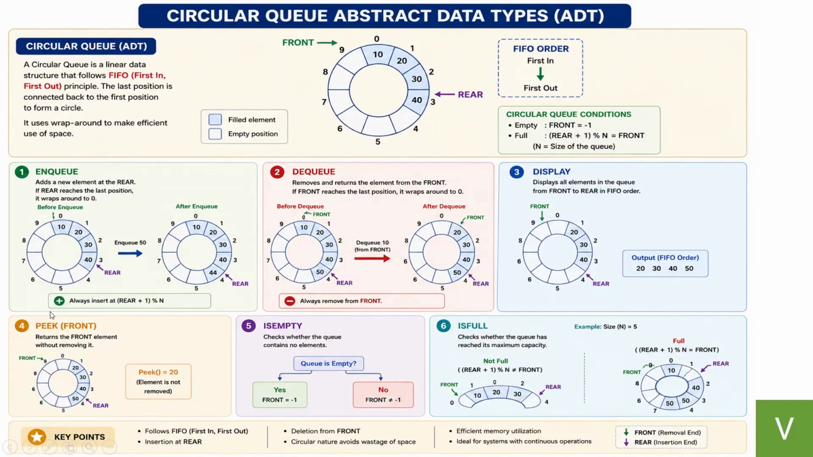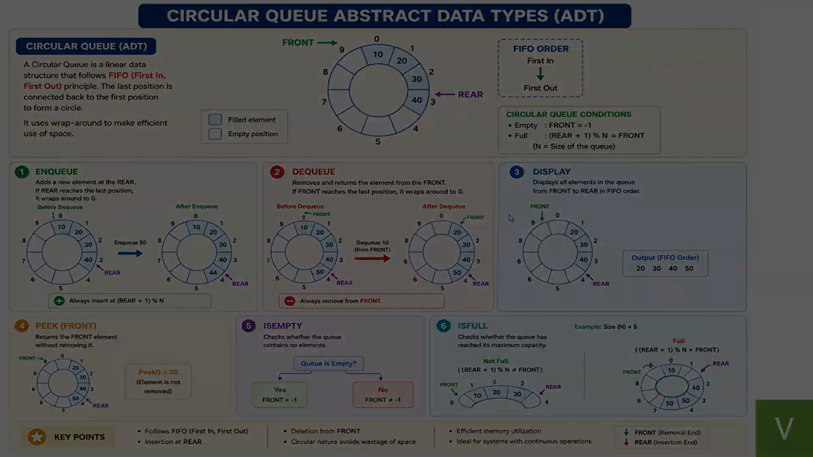So whenever we perform the peek function, it returns the front element. That is, element 20 is displayed. Similarly, isEmpty checks whether the queue is empty or not. Similarly, isFull checks whether the queue is full or not. Based on that, it will return true or false. So this is about the circular queues. Now let us implement the circular queues with the help of a C program.